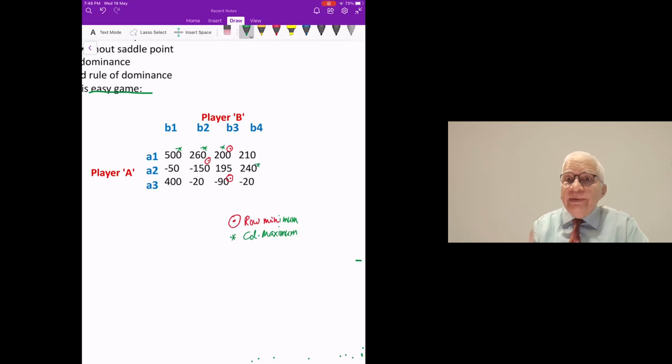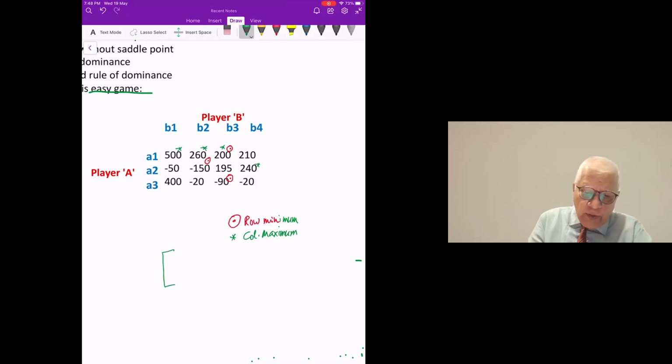Saddle point is that number in the matrix. If that number is row minimum, it's also column maximum, then there is a saddle point, and that number is equal to the saddle point. So in other words, there could be games with saddle point or without saddle point. For example, I'll show you a 2x2 game.